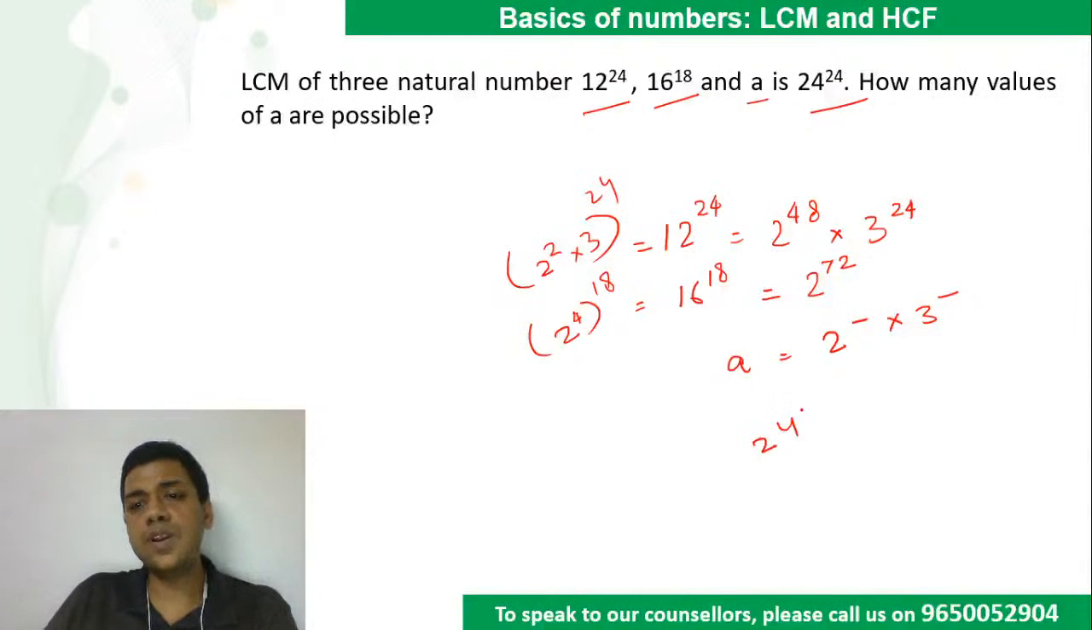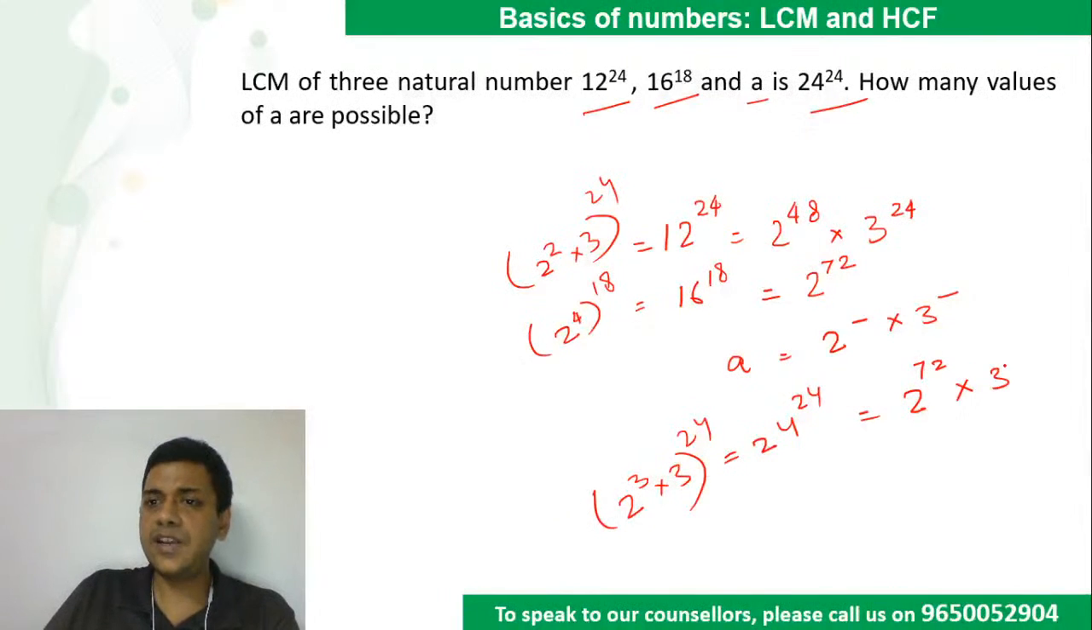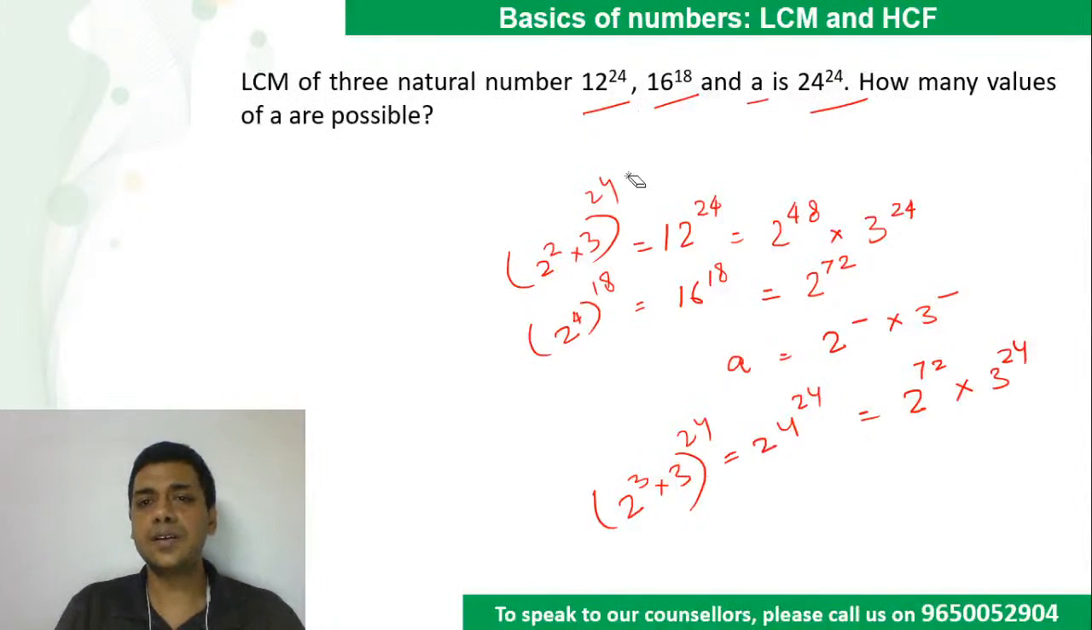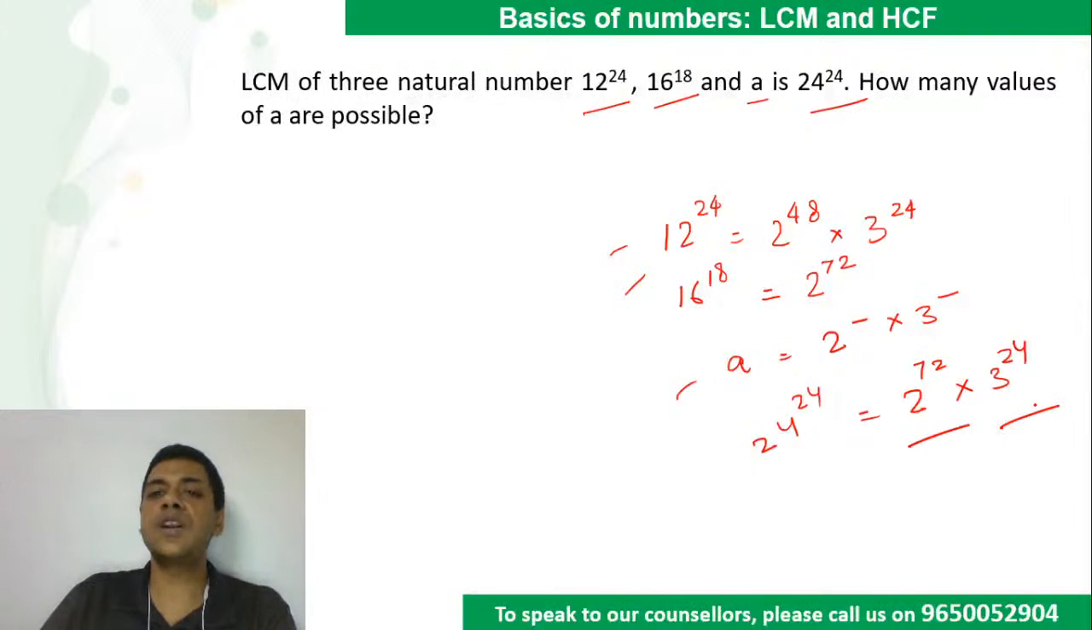Now coming to 24 raised to power 24. What is 24? 24 is 2 cube into 3, so it is basically 2 raised to power 72 into 3 raised to power 24. Yes, so far so good. Now I am looking for powers of 2 and 3 in A. The LCM of these three numbers is 2 raised to power 72 and 3 raised to power 24.